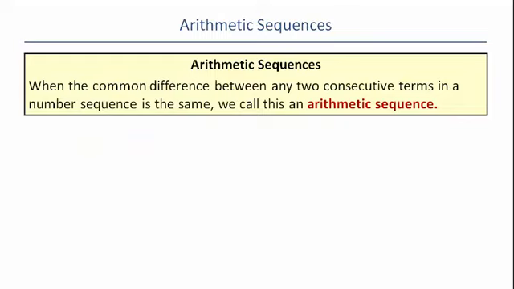Arithmetic sequences we've already seen. An arithmetic sequence is just any sequence of numbers where each consecutive pair, so two consecutive terms, like the first to the second, or the third to the fourth, or the ninth to the 10th, the difference between those two numbers is always the same. It's a big, long worded way of saying if you're adding the same amount to each number to get the next new number, then you're doing an arithmetic sequence.